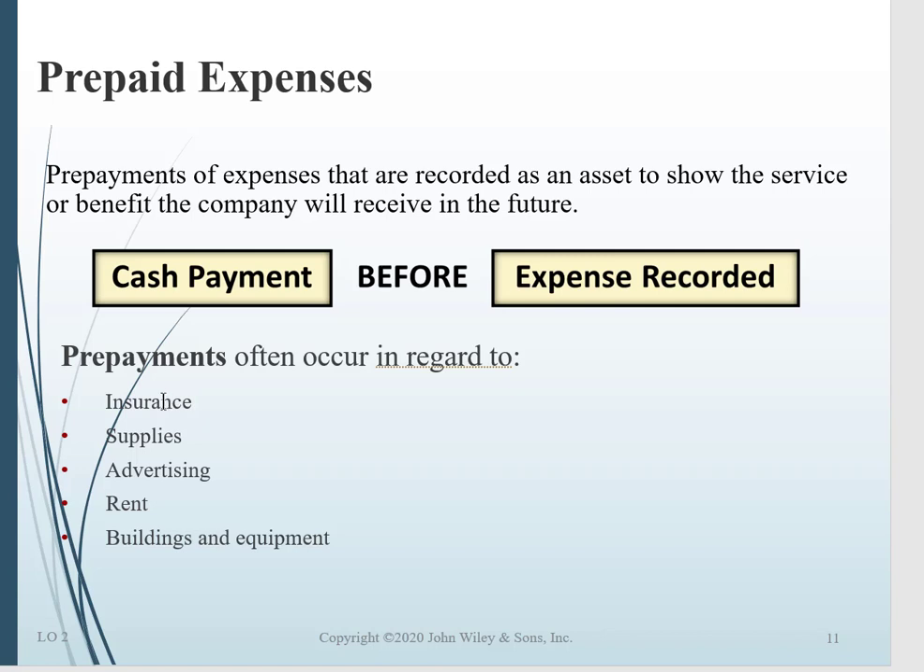So what are some of the prepaid expenses? The things that we kind of think of: insurance, supplies, advertising, rent. Maybe you pay rent in a business, you might pay rent by the quarter, right? So you use it up every month. So when you do monthly statements, you're going to have to adjust the rent expense every month to show that that rent is expensed in that particular month.